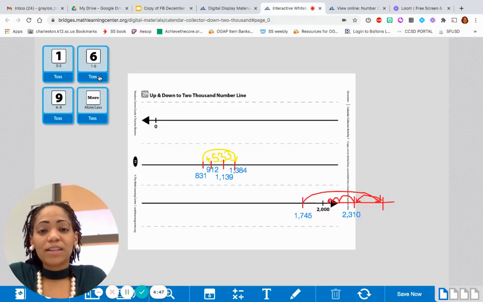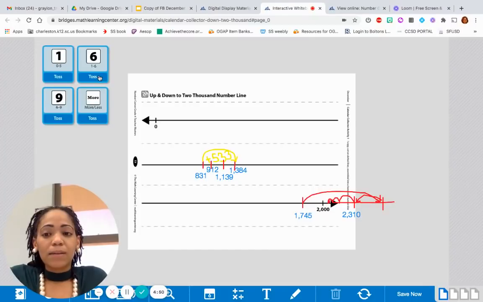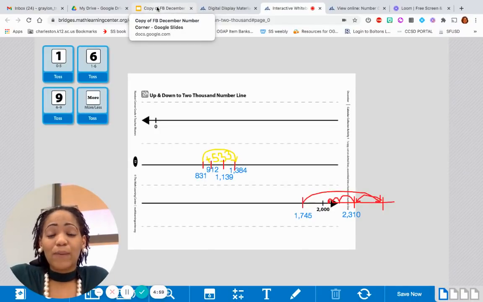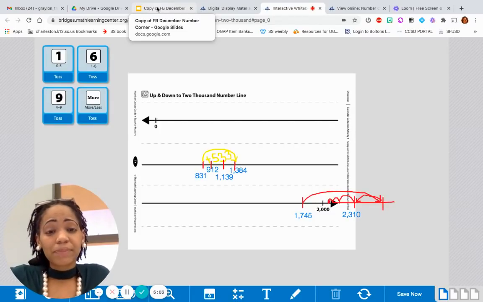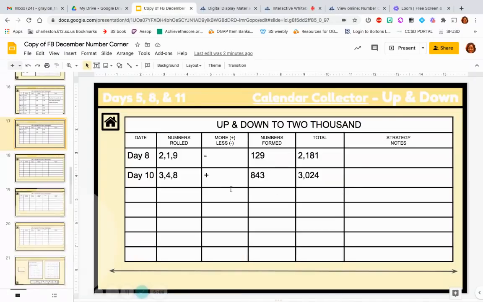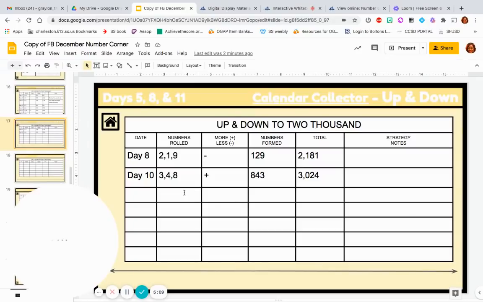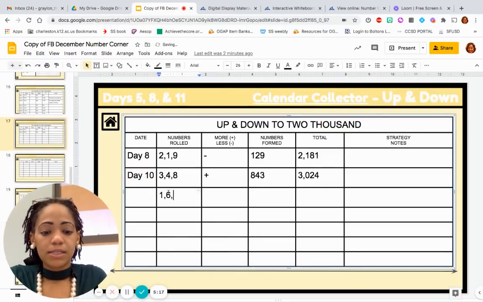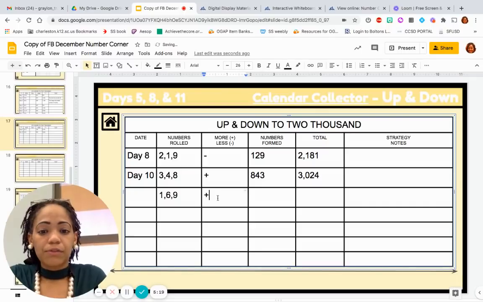Before we solve to figure out what number we're going to end up with, let's fill in our chart. Let's create our number, and then let's talk about a strategy that we can use but really haven't used yet this month, or at least we haven't talked about it to solve this equation. So we got a 1, 6, and a 9. And we're playing for more.